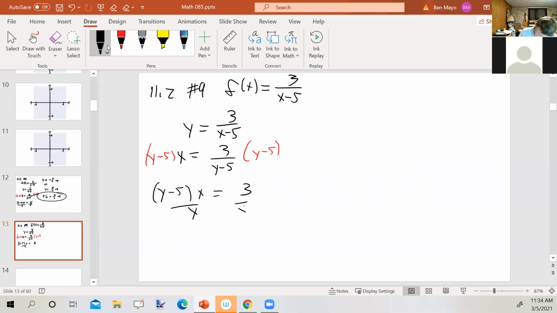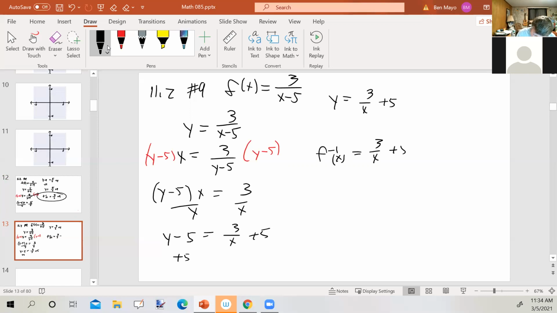Divide both sides by x. y minus 5 equals 3 over x. Add 5 to both sides. y equals 3 over x plus 5. Use function notation: f inverse of x equals 3 over x plus 5. And there you have it. Okay, any other questions before we go on?